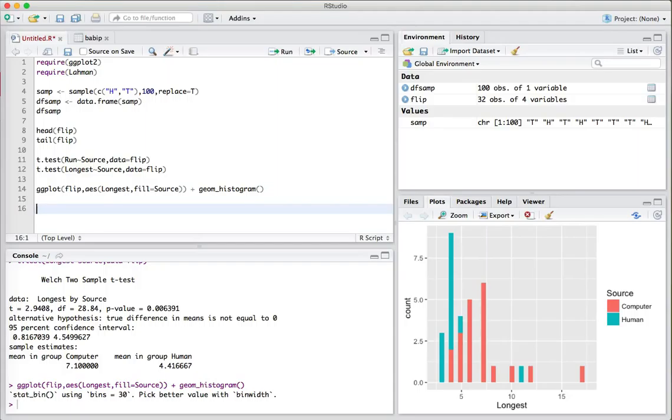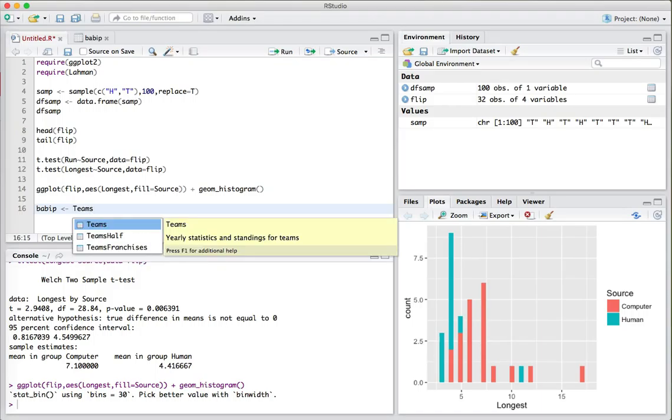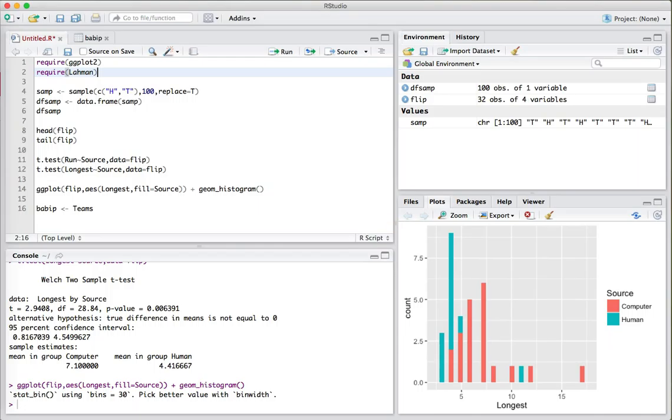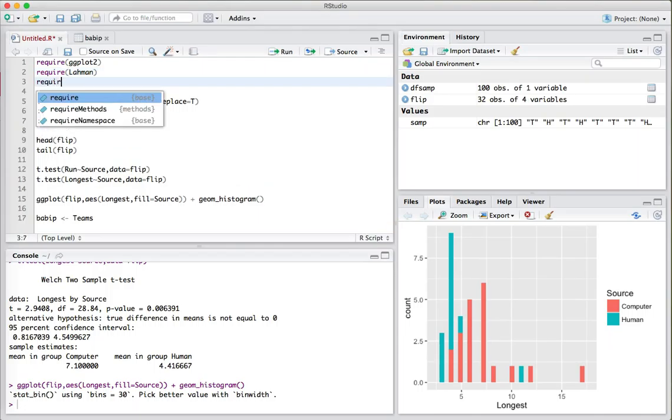What we're going to be doing is looking at BABIP, batting average on balls in play, at the level of teams. So we're going to be using Sean Lehman's package. We'll be using the teams data frame. And what I'm going to do is to set up a separate object. So we're going to use the teams data frame, and I'm using the dplyr package. So we want to make sure that we require that.